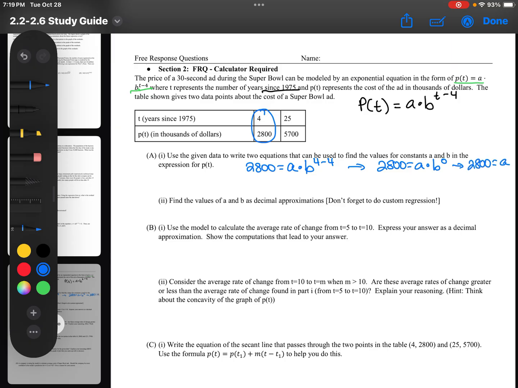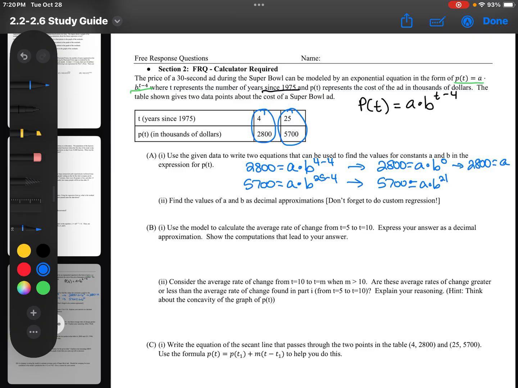For the second data value, we're going to have 5700 equals A times B to the 25 minus 4. You could have written that as 5700 equals A times B to the 21st. That would be okay. For part A, item 2, it says find the values of A and B as decimal approximations.